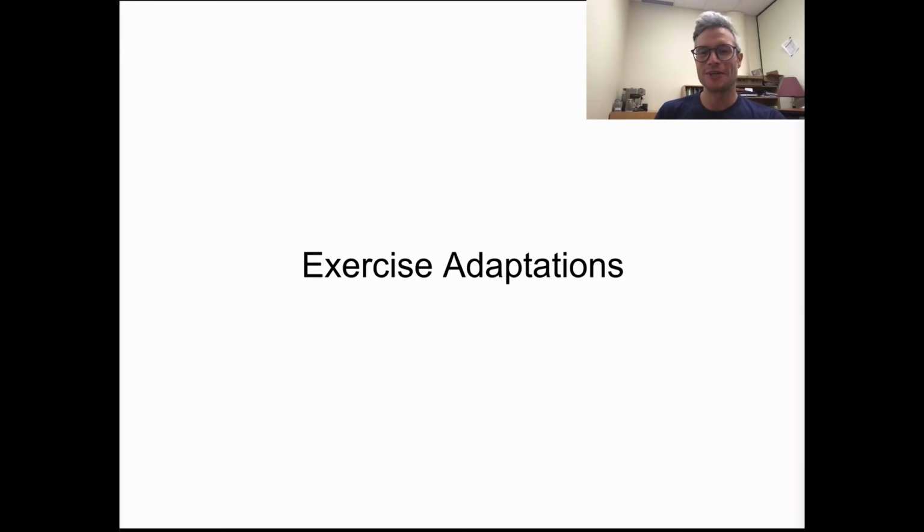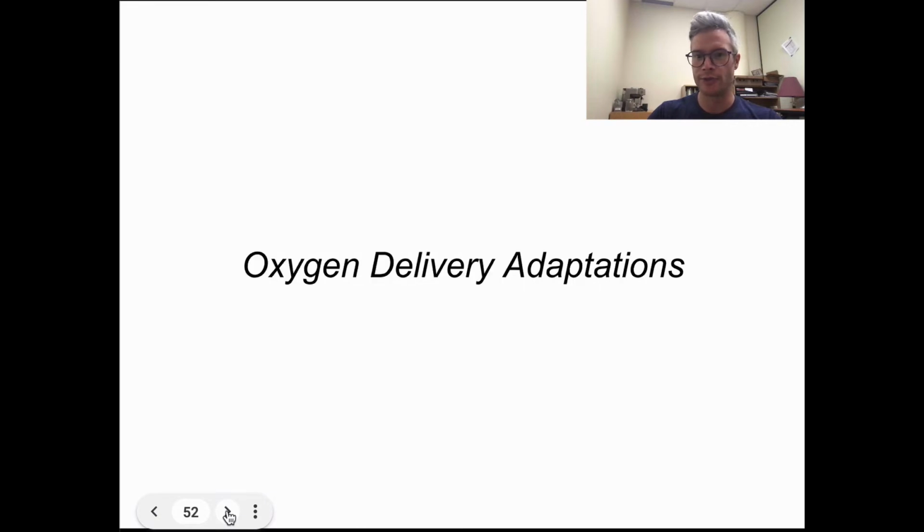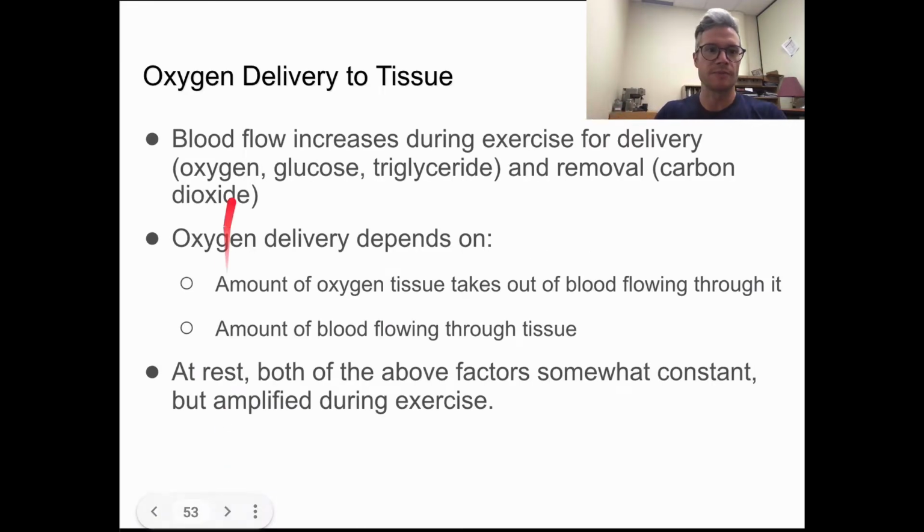We're going to move on to oxygen delivery and what that looks like in the body, and how that changes as we exercise. This next section is primarily a platform to discuss in even greater detail our next topic, which is blood flow, but there are some really good, important concepts covered here. So, without further ado, let's look at oxygen delivery changes or adaptations.